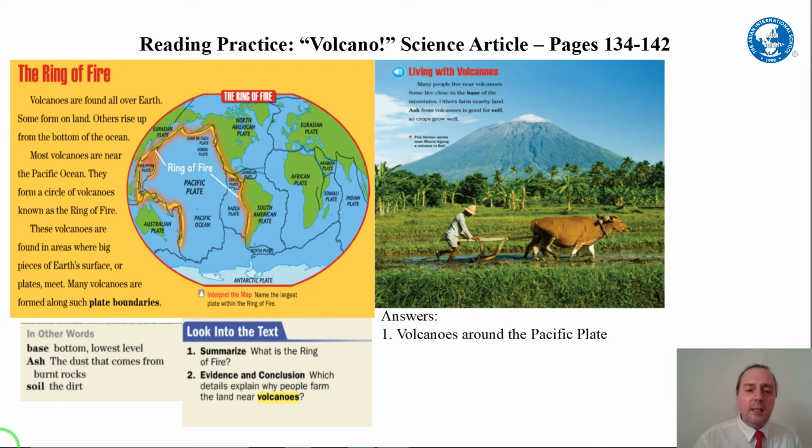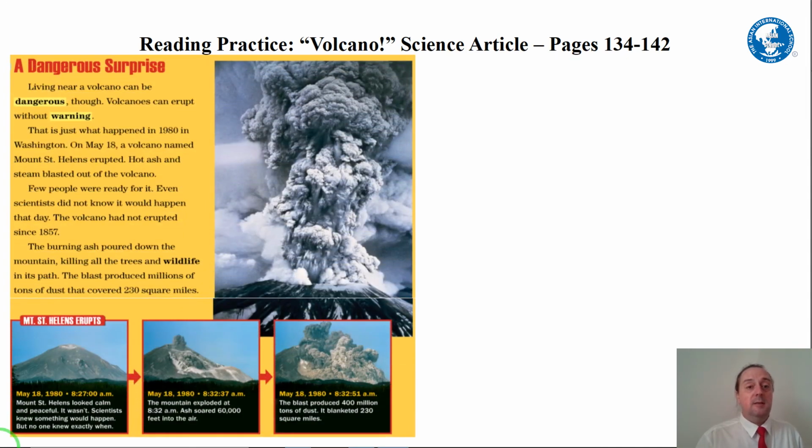Why would people live and farm near volcanoes? That is question number 2. The ash is good for soil, and it's also good for crops. It helps things to grow. So it has fertile soil. So that's why people live there. Next page.